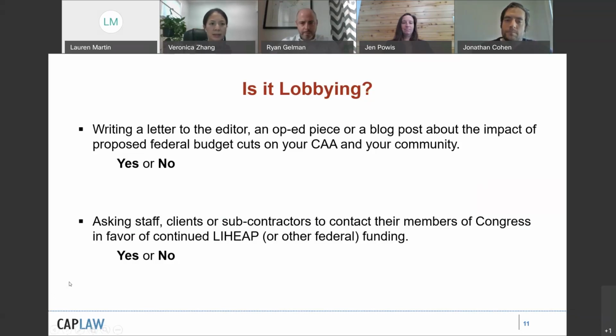I will say on this one that, recall, individuals can lobby on their personal time. If you're asking staff to do this on work time and you're paying them with federal funds while they're conducting that lobbying, then that would be considered prohibited lobbying under the federal grant rules that we're talking about. However, staff members can very clearly lobby in their own time, not using CAA resources or funds, and that would be the same for clients who typically aren't paid by the organization, and subcontractors, again, on their own time. That's a great point. Thanks, Veronica.